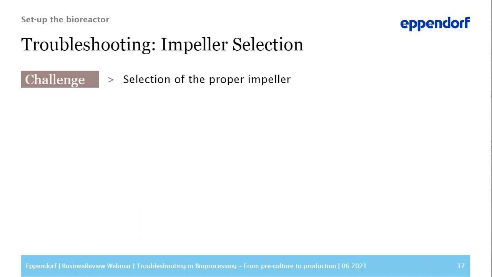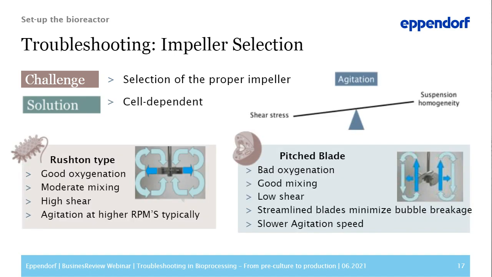The next troubleshooting step we will talk about is the impeller selection. This is largely dependent on the cell line that is being cultivated. So for a typical fermentation run, which has very high oxygen demands, it is not damaged much by high shear forces, and these cells require higher agitation rates. So in those types of cultures, like E. coli, typically a Rushton impeller is largely recommended, which meets all these demands.